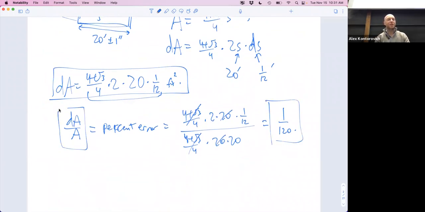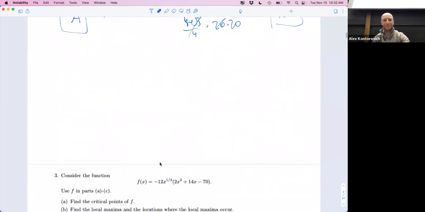What's the dimension of the percent error? Dimensionless, because dA is feet squared. That's how much you expect that error to be. A is feet squared. So when you take the ratio, it's dimensionless. Okay, very good. Any questions? Did we get this right? Is anybody checking anything? Yes, thank you.